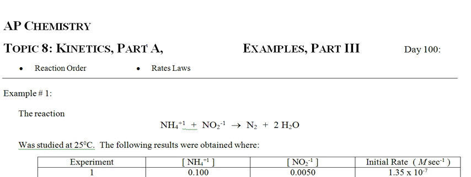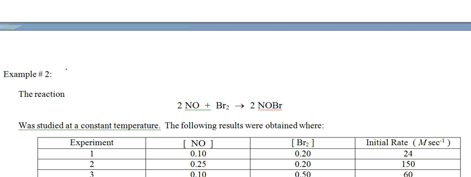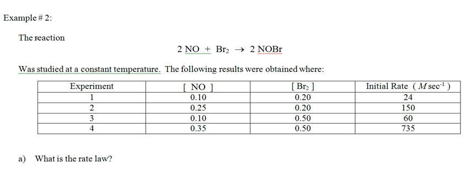This is Mr. Craig, and I'm going to do example part 2. So I'm going to flip the page over here. And in example part 2, very similar to example number 1, we have 4 trials in this case here. And we have the reaction where nitrogen monoxide reacts with bromine to form NOBr. Again, we really don't care about the balanced equation, so we never want to get distracted by that.